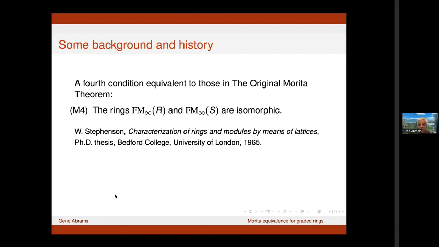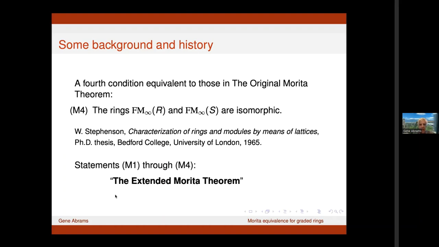Okay, so now there's a fourth condition that's equivalent to the three conditions that Morita originally wrote in his theorem. Condition four is that the FM_infinity matrices over R and S are isomorphic as rings. This fourth condition appeared in Stephenson's thesis, five, six, seven years after Morita's paper originally appeared. So here's condition four, and we're going to talk about condition four for a little bit. We have these four equivalent conditions, and I'm going to refer to those as the extended Morita theorem. The original three conditions that Morita gave were one about categories, one about an isomorphism between certain rings, and one about maps from tensor products of bimodules. And now we have this fourth condition.